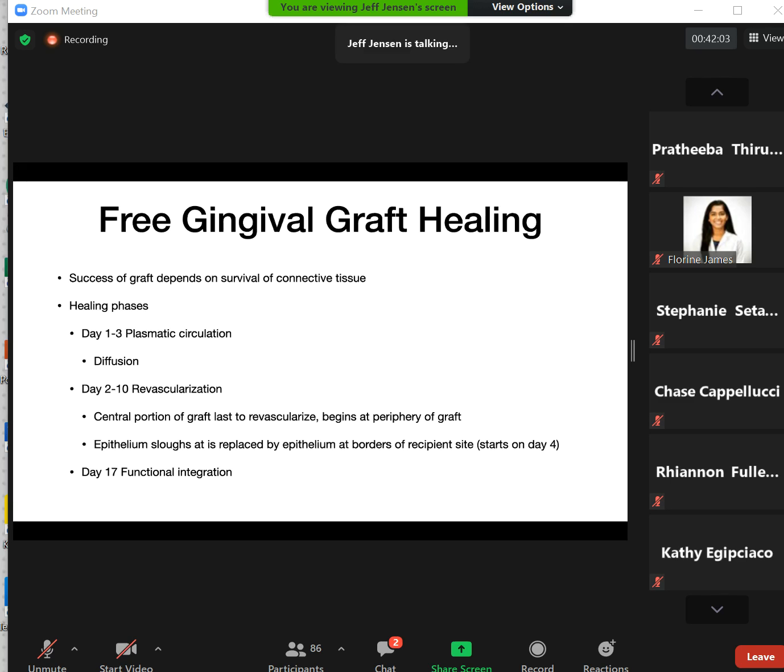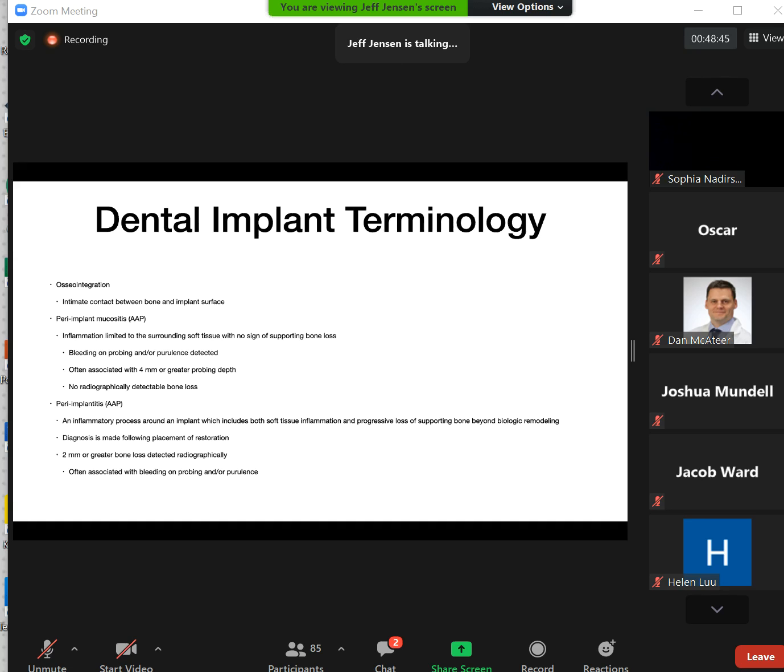And then if not treated, mucositis could move on to peri-implantitis. So again, it's an inflammatory process that we see around an implant. In this case, you have both soft and hard tissue loss or inflammation. So you start to lose bone beyond what we normally see. When we place an implant, typically as that implant heals, we see some bone remodeling in that process. So normally up to a year, you can see a little remodeling around the neck of the implant, and that's normal in most cases.